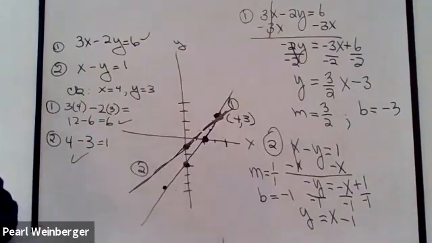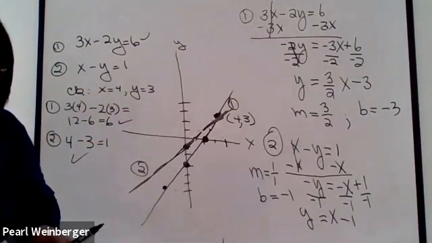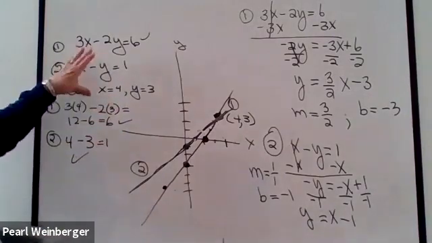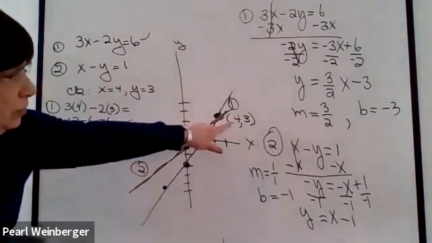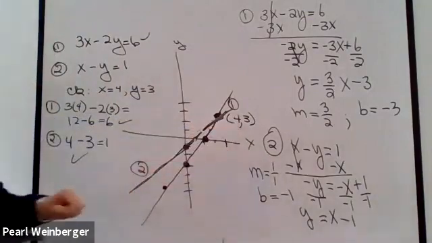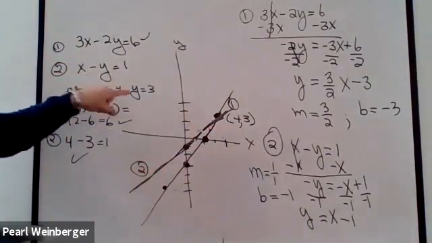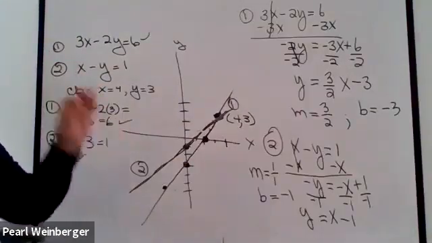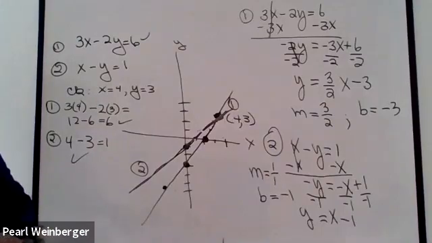So it checks in both equations, which means it's a solution. In order for it to be a solution to the system of equations, the answer has to check in both equations. And you can write your answer either in parentheses as 4 comma 3, or you could write it separately, x equals 4, y equals 3. Remember, the first number is always the x, the second number is always the y.